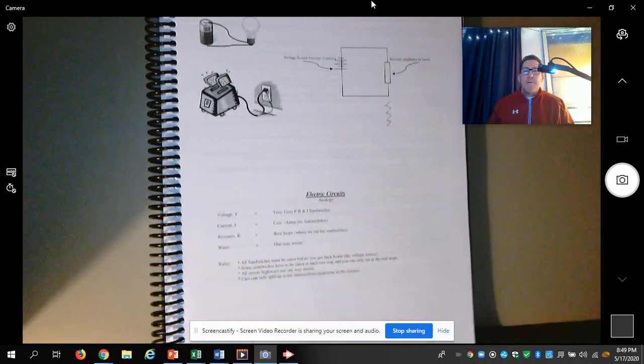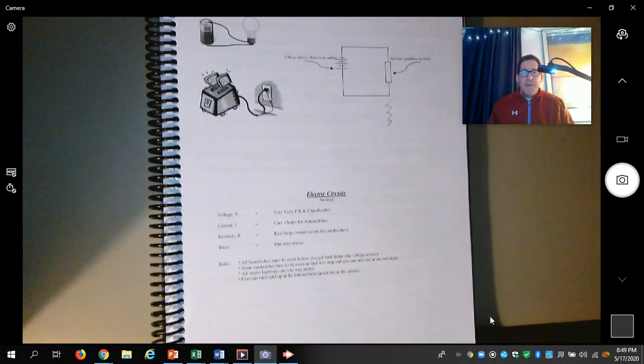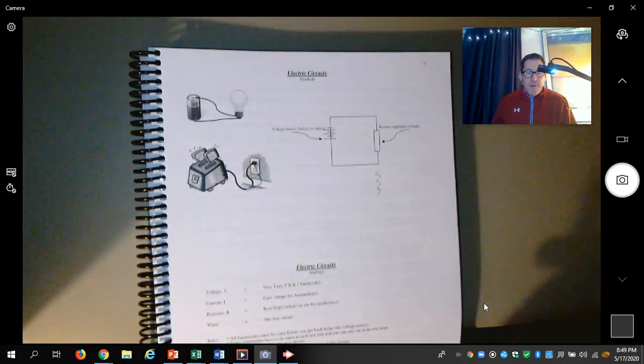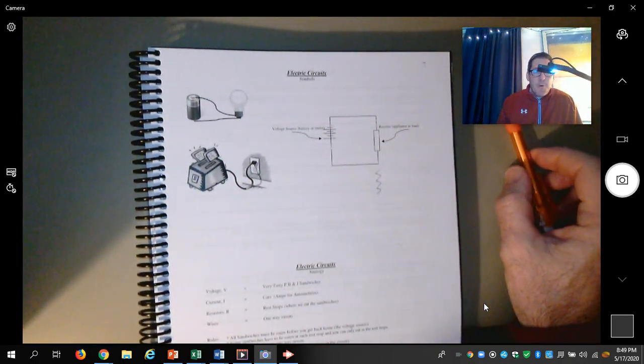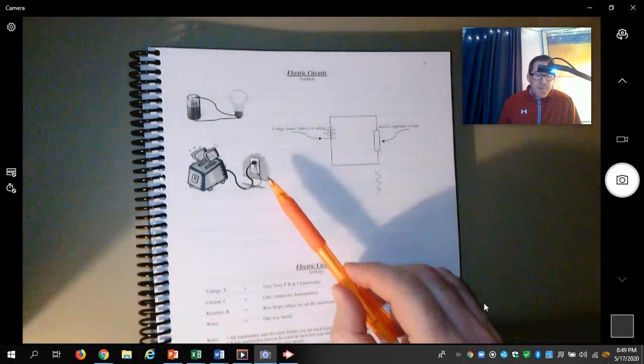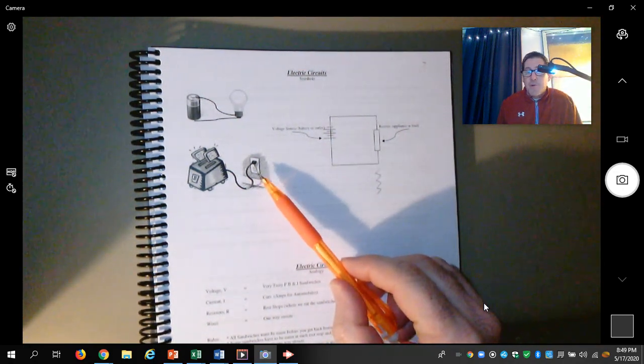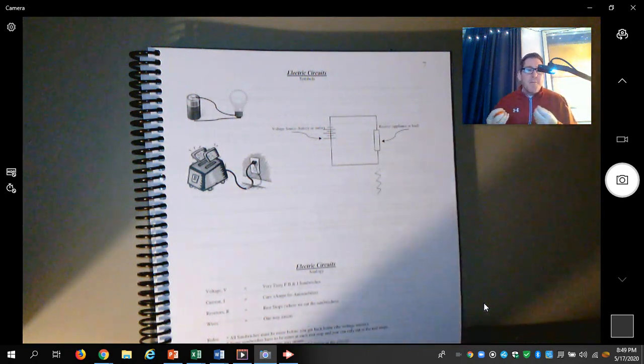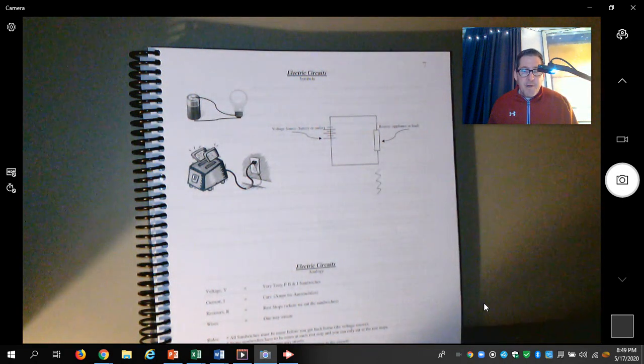So our analogy on circuits that I came up with. Well, let's take a look at what is a circuit first of all. Well, a circuit really has three main components. So you have the voltage source, which is really the energy source, and voltage is energy per charge. So when we're talking about voltage, we are talking about energy.